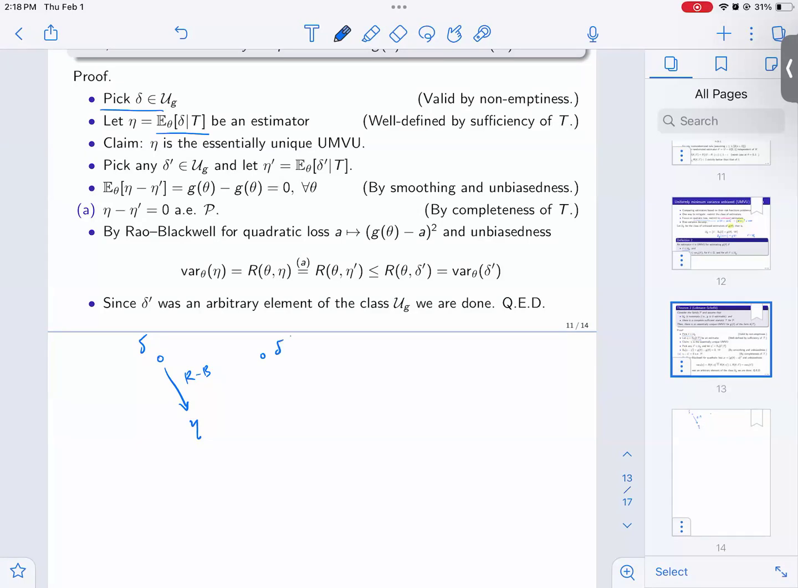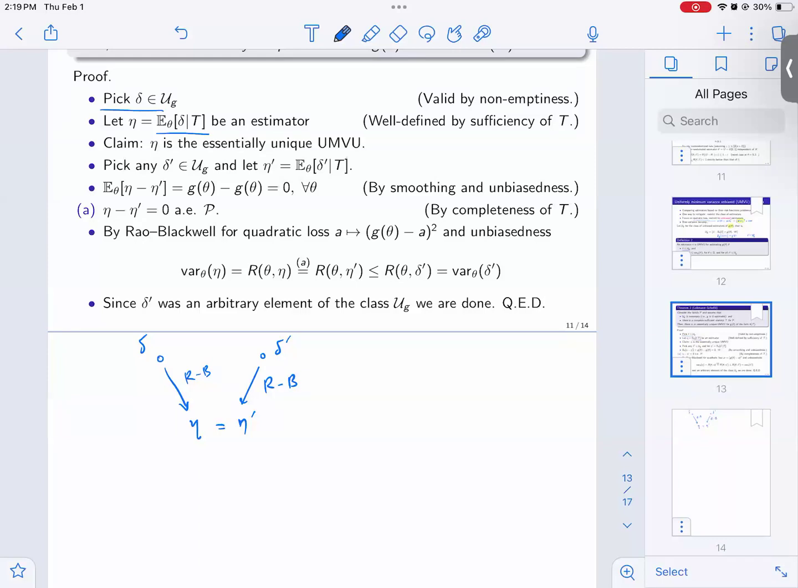In order to show that this is UMVU, I'm going to start from some other delta prime, if there is one. If there is no other one, then you're done, because there's just one unbiased estimator. But let's say there's another unbiased estimator; I want to show that eta has a smaller variance than delta prime. What I'm going to do is the same thing to this one. So I'm going to do the Rao-Blackwellization, and this comes down to eta prime. What we show is that these two are actually equal, and then we can complete the chain.